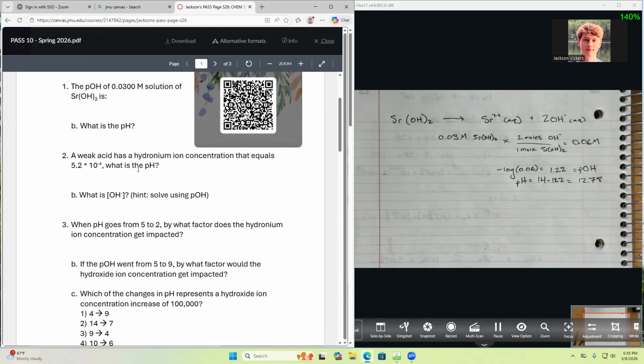Let's go on to weak acids though, or weak bases, and how they behave. So we have a weak acid that has a hydronium ion concentration equal to 5.2 times 10 to the minus 4. I'm asking what is the pH?